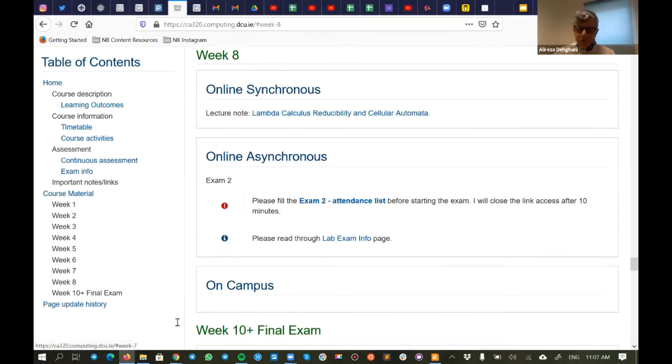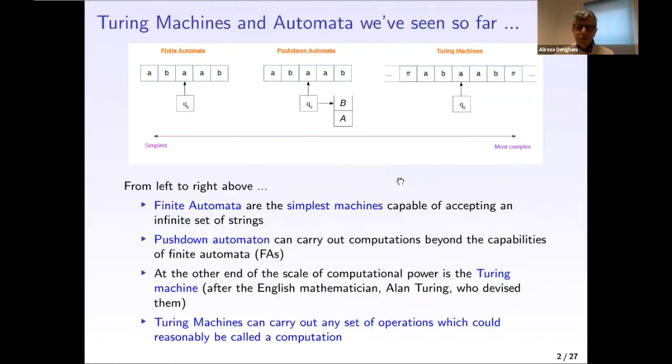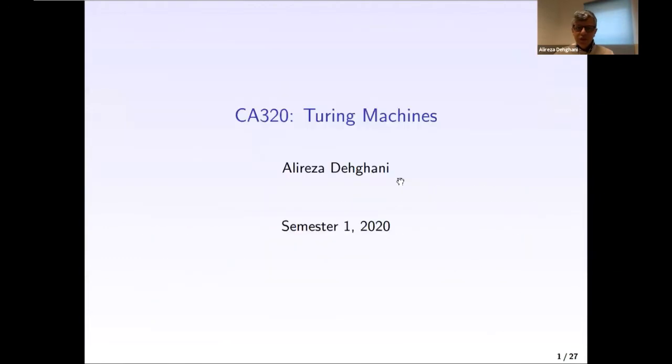So let's jump to the material of the course. Let's go to the Turing machine. Last week we went through the Turing machine. In here, I want just shortly to recap the things in a few minutes in Turing machine and then continue.